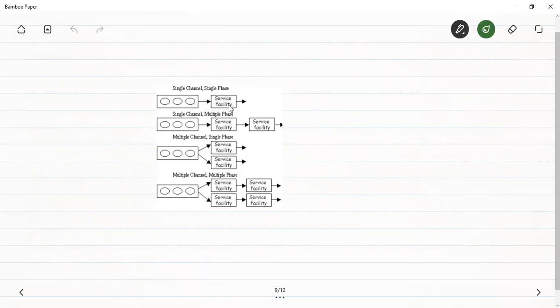They are getting the ticket from a single person. Okay, a single person is providing the tickets. So this channel is known as what? Single channel and a single phase. Now here you can see that there are people waiting in the queue. There are two service facilities. There is the first service facility.